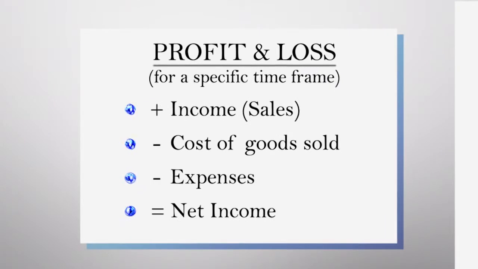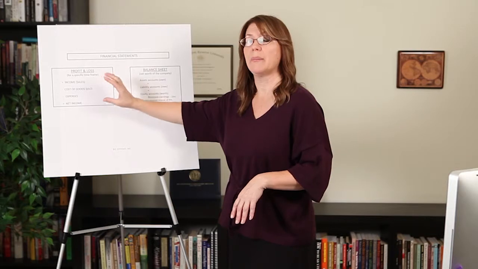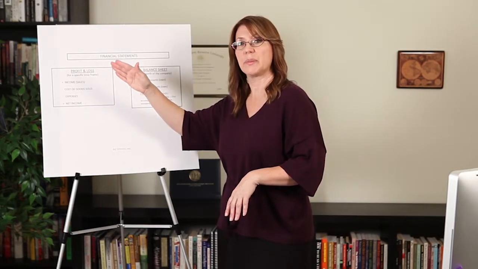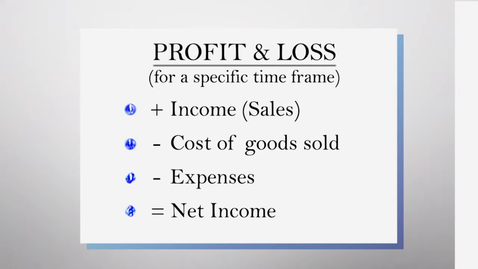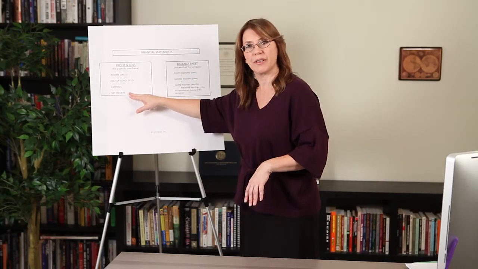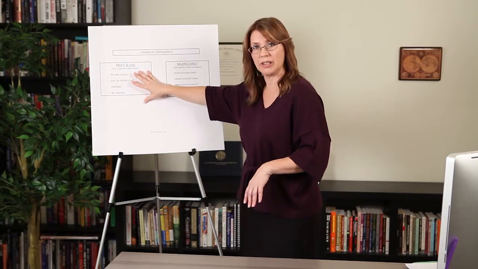Your profit and loss is also your income statement. It simply records your income, your cost of the product, and the expenses for a specific time frame. This can be a month, a quarter, a year, but it is for a certain period from, say, June 1st to June 30th. So income minus cost of goods sold minus expenses equals your net income, which is known as your profit. That's your profit and loss.